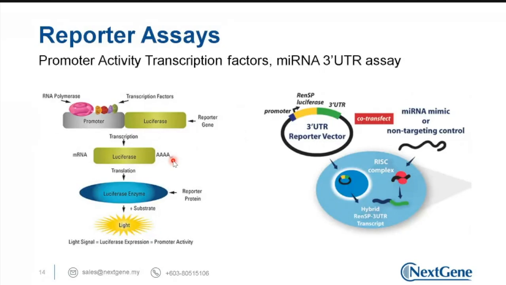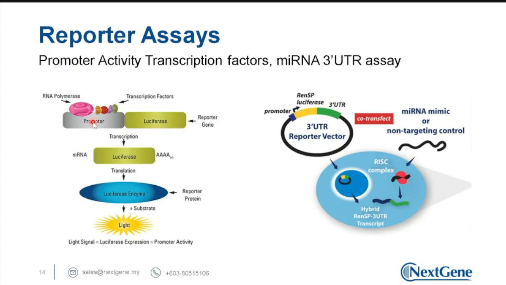The next research application, or how we want to use the gene synthesized parts, is for reporter assays. In general, we use reporter assays for two applications. The first one, on the left here, is used for promoter study. Basically, we gene synthesize a promoter sequence and then we fuse it in front of a luciferase gene.